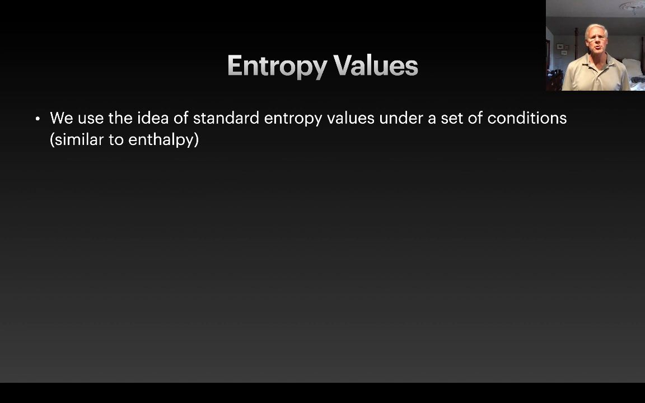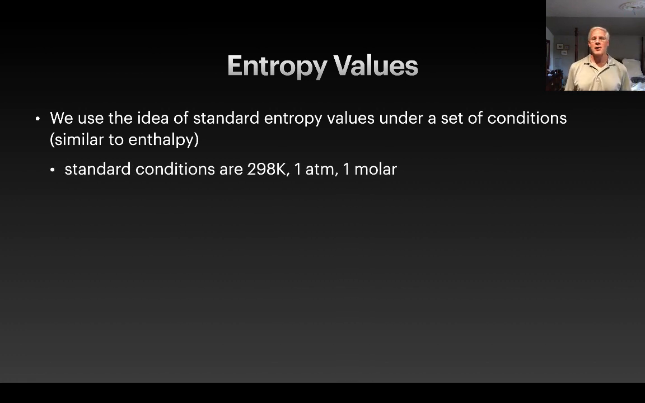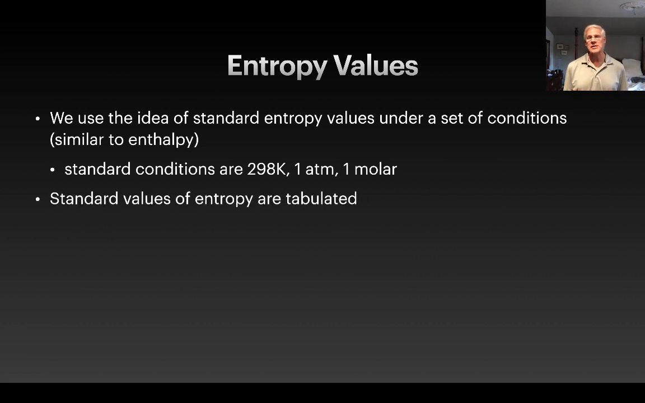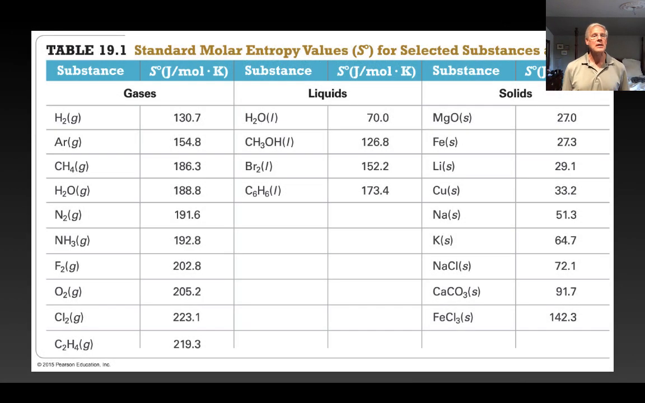So I mentioned earlier that we do use standard values for entropy. So we use the same set of standard conditions that we do with enthalpy. 298 Kelvin, 1 atmosphere or bar of pressure. Solutions are at 1 molar. And so because we now have a standard set of conditions, we can take our values of entropy for our different substances and tabulate those. And here's just some examples of what you might pull out of a table. This is out of a different book, so pay no attention to the number on the table.